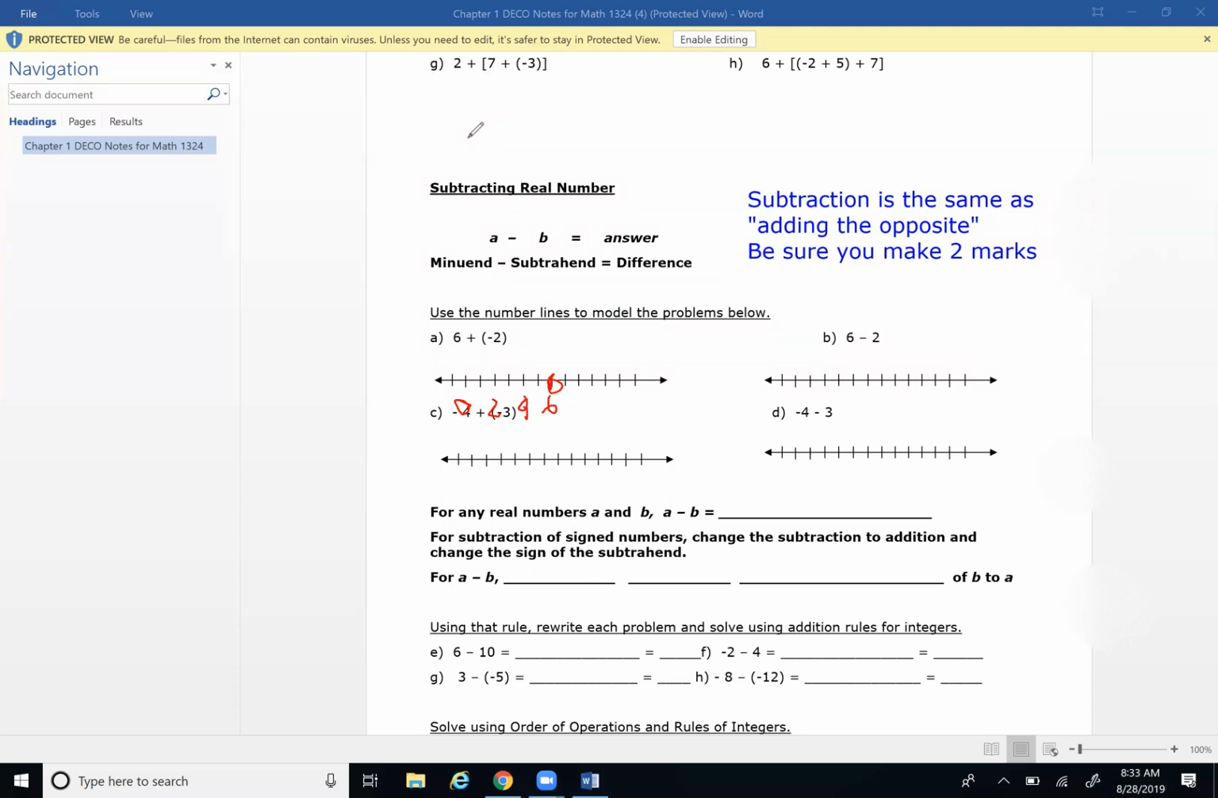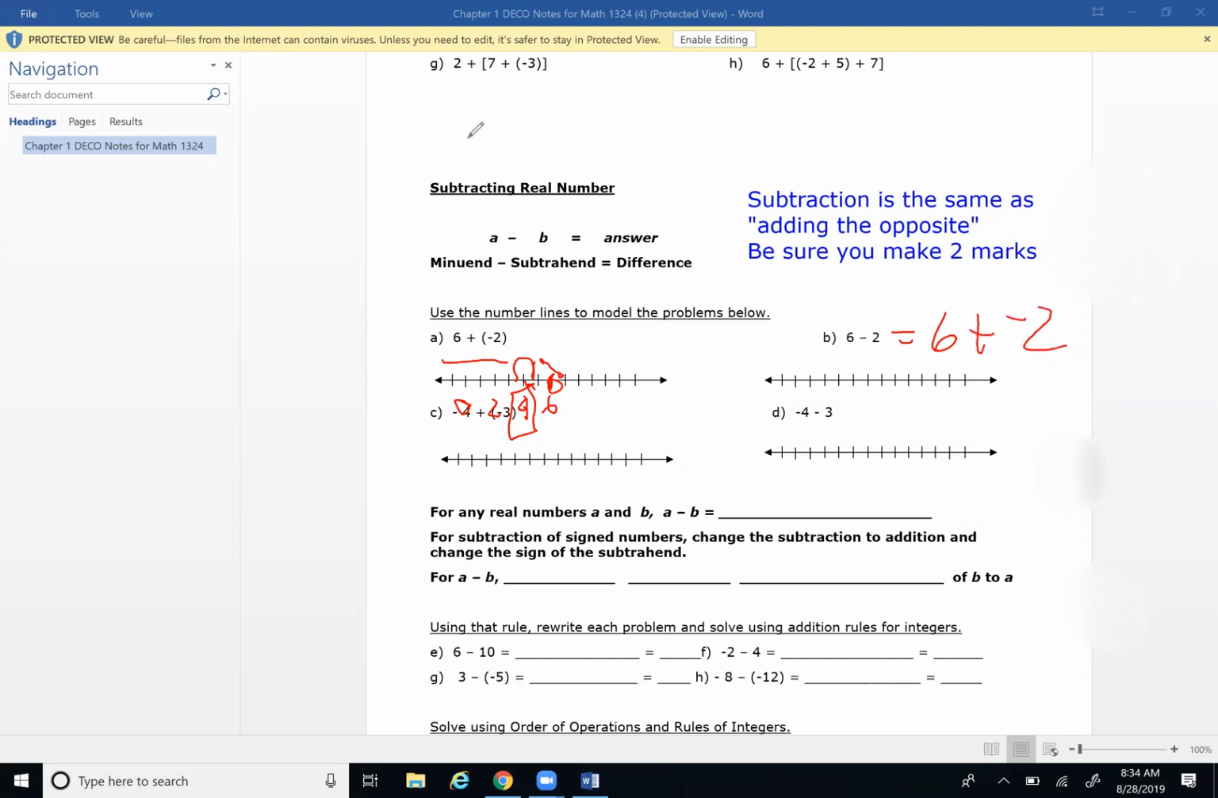Left, because negative would go to the left, a positive would go to the right. So if I back up 2 units, 1, 2, that would tell me my answer is +4, correct? Now, if I have 6 minus 2, don't I end up in the same place? 6 minus 2. So what I'm saying is subtraction can be turned into adding the opposite. That's the same thing as 6 plus a -2.